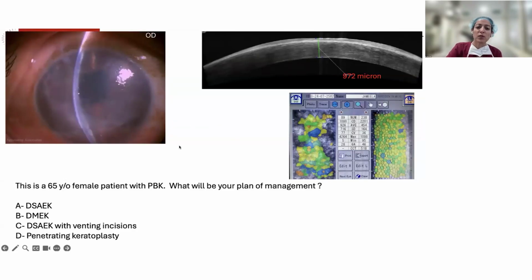Interesting. A lot of the audience wants to do DSEK, and about 41% think that they should be employing venting incisions in this case, which is actually the right modality. What venting incisions do is they are full thickness cuts into the cornea, which are made prior to the lenticule being inserted in the eye if you're dealing with a very thick cornea. It helps in drainage of the fluid much better, adherence of the graft much better, and thus a quicker recovery post-surgery.